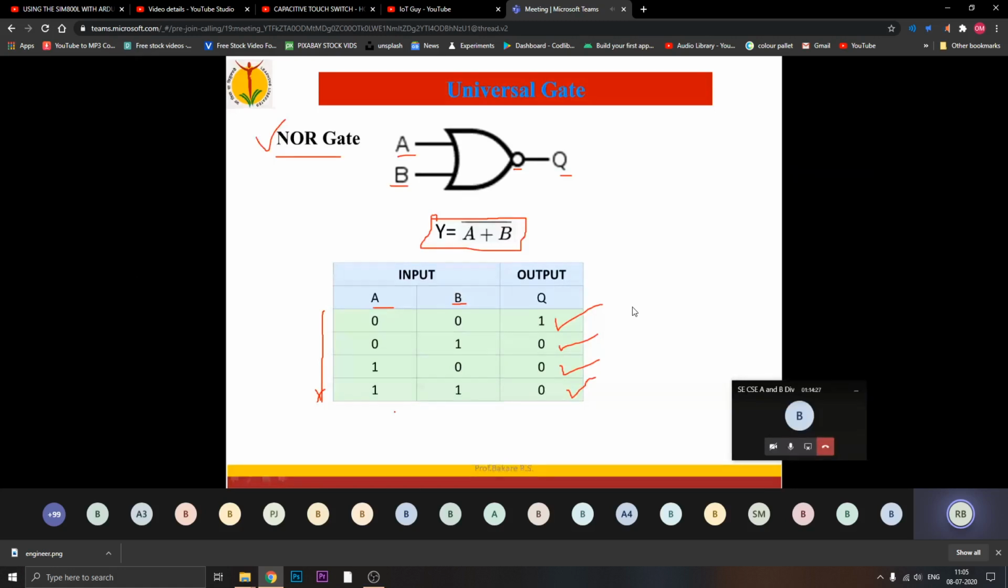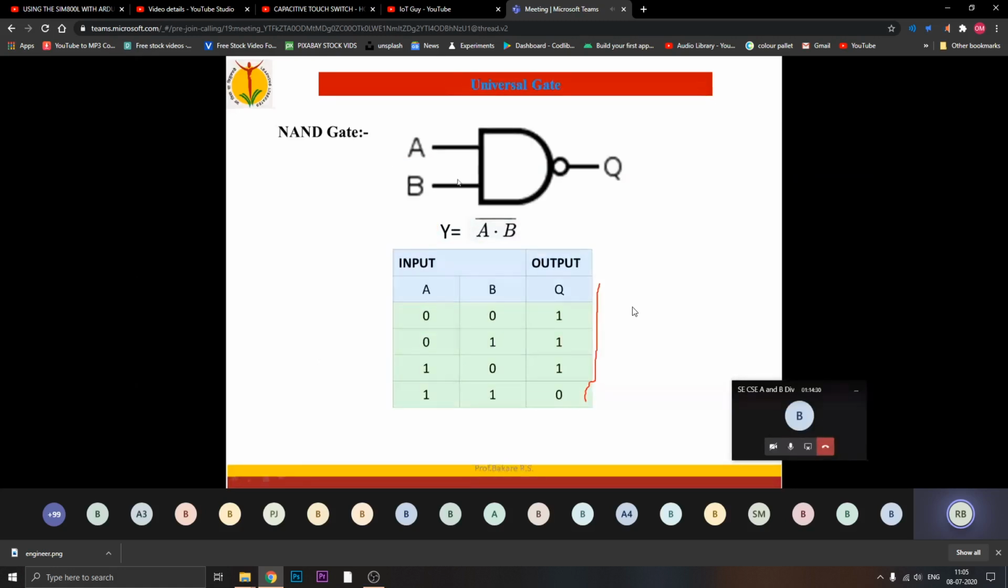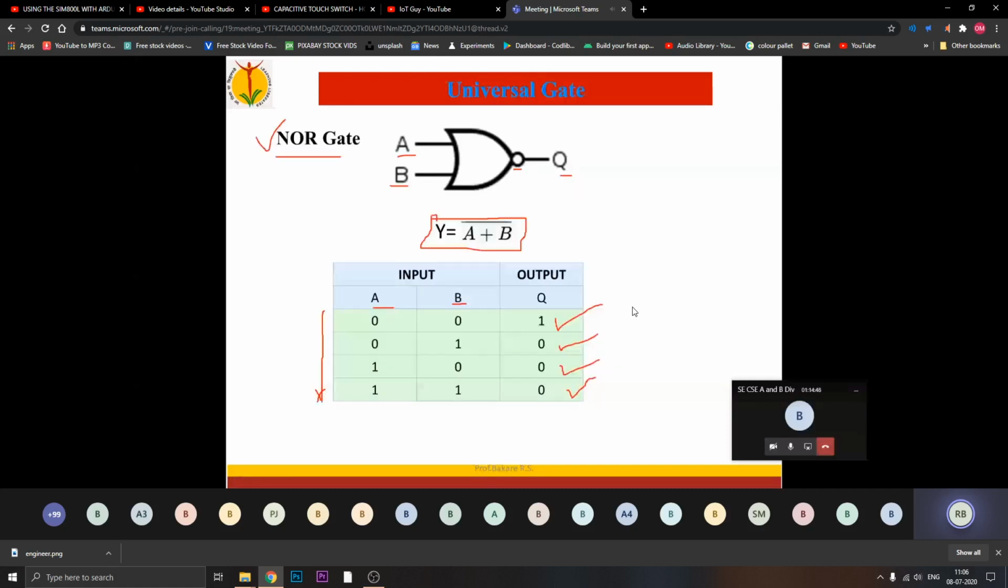Okay, if you look at the previous slide, I conclude regarding the NAND gate. The NAND gate gives the output 1 if any one of the inputs is 0. If both inputs are 1, I get the output 0. Similarly, can anyone conclude regarding the NOR gate?